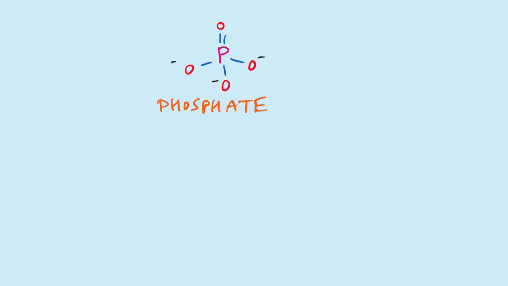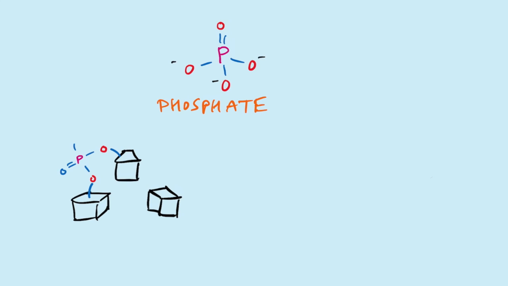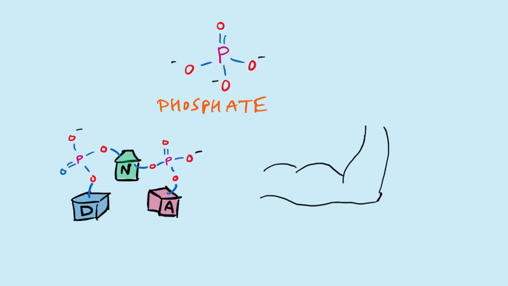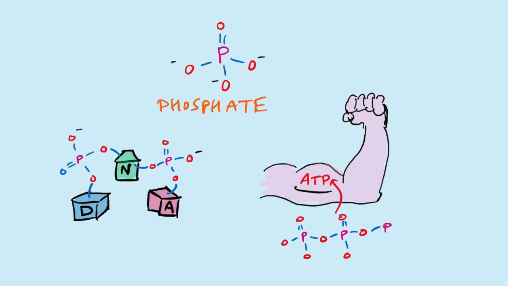If amides are the linkers of amino acids, then phosphates are the building blocks of DNA. When they are linked together, they also make up part of ATP, or adenosine triphosphate, the energy molecule used by cells to drive processes like muscle contractions.